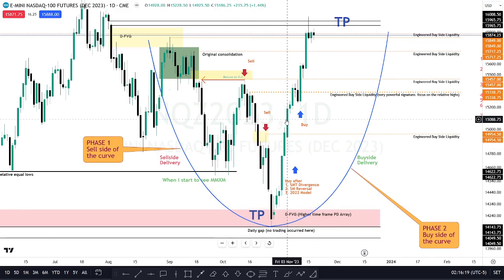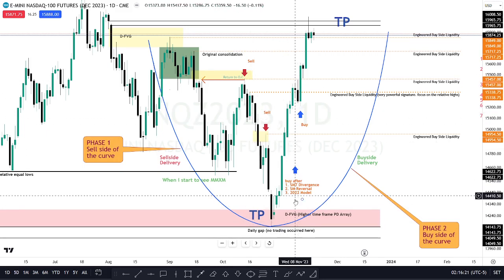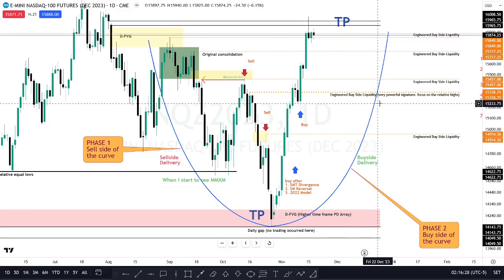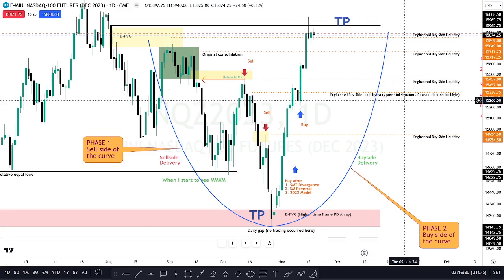As we go high, we came back here. You got your entry. You get your second entry. This is where it shines. Look at here. Engineered buy-side liquidity. Very powerful, very powerful signature.